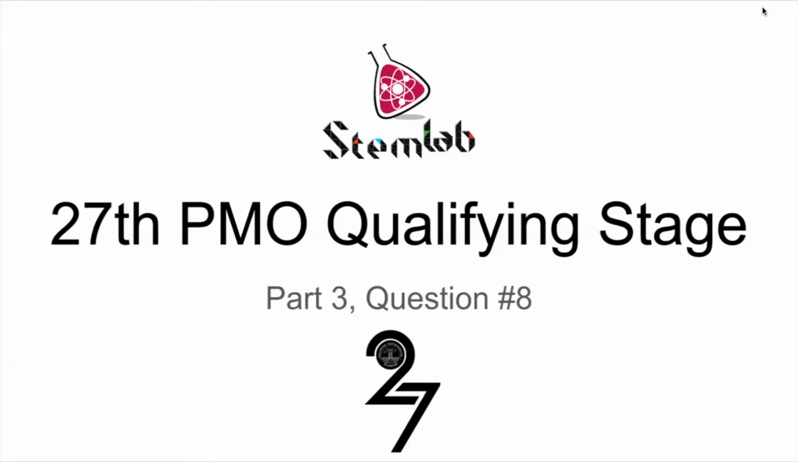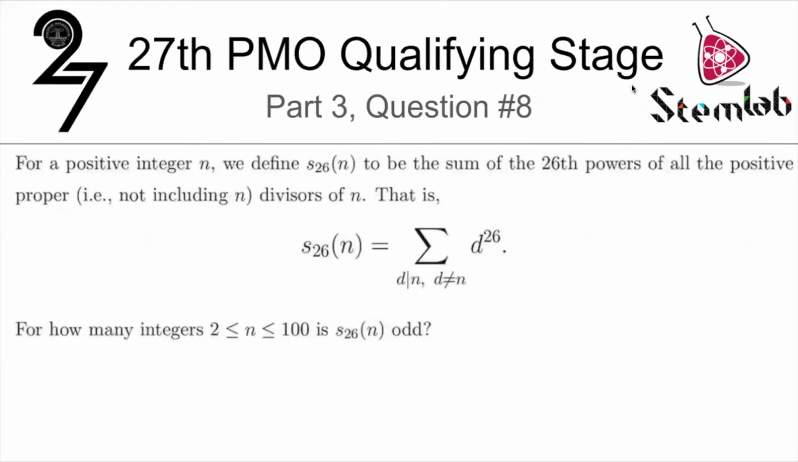Math. Today, we'll go over one problem from the 27th PMO qualifying stage. We'll start with part 3, question 8, or the last problem in that set. I'm flashing the problem here first for those of you who wanted to give it a try. Part 3, question 8, typically that's the last, so that's supposedly the hardest problem for each step.